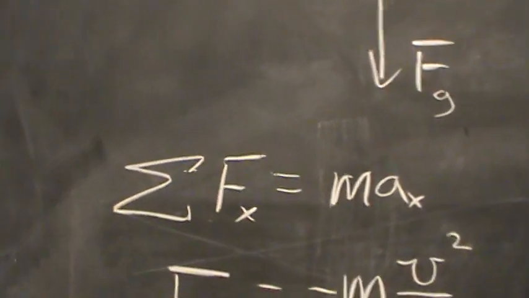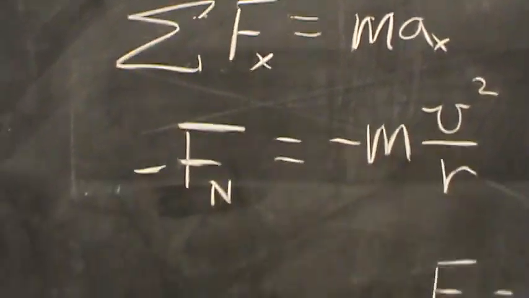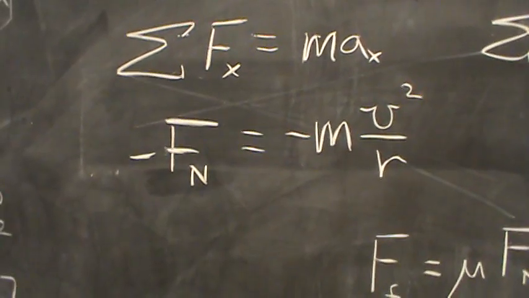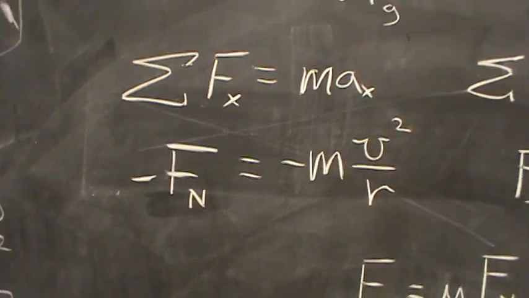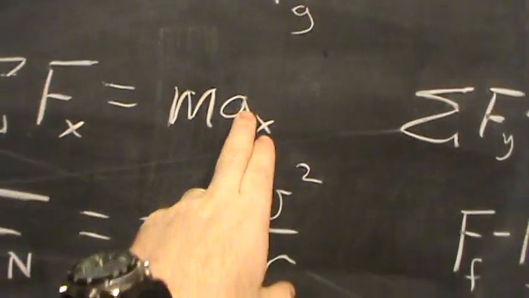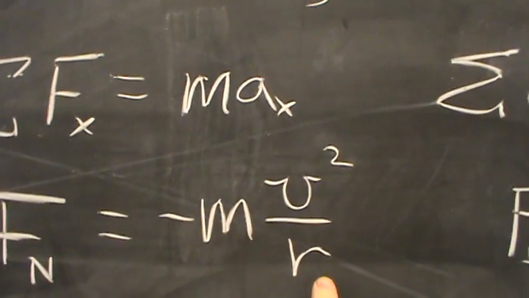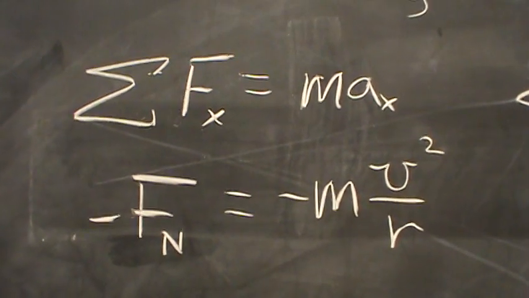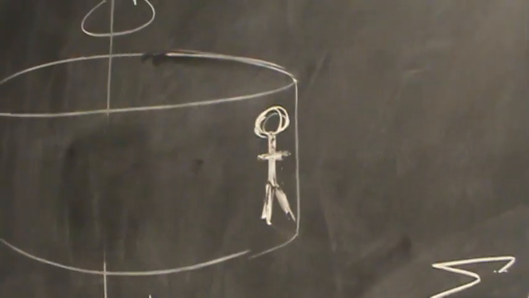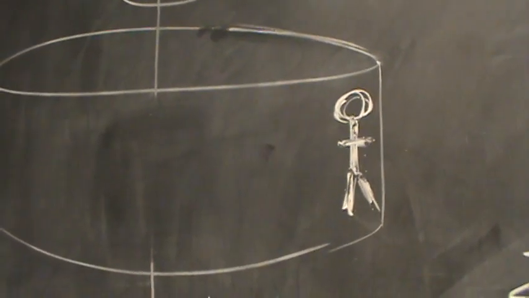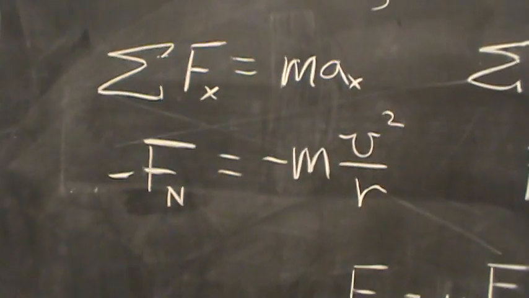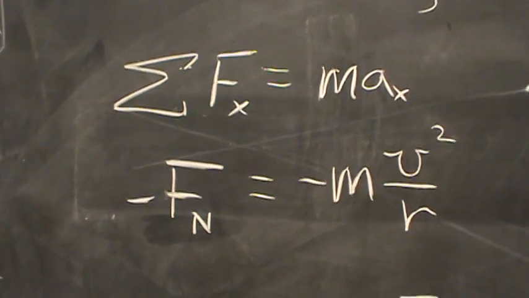If you sum the forces in the x direction only, you get that the normal force is directed to the left, so you have a minus sign, and then the centripetal acceleration is directed toward the center, so you have a minus v squared over r. Because this person is turning, you have an acceleration of v squared over r in the x direction.